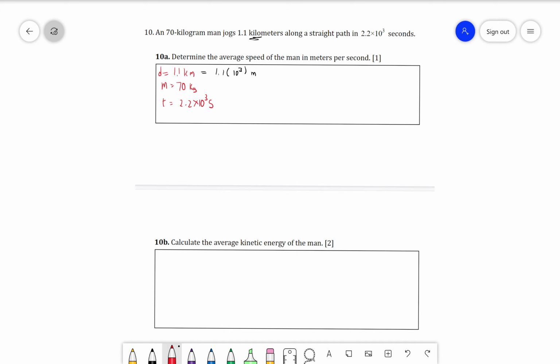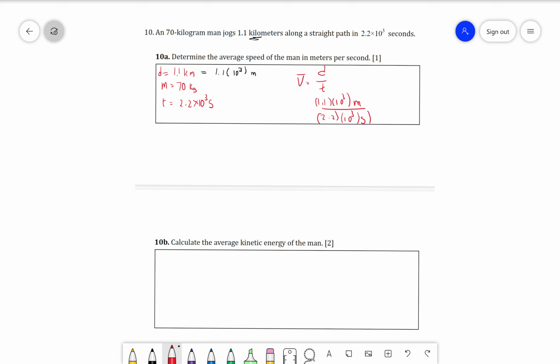But we know that now the distance traveled is 1.1 times 10 to the third meters. We know the mass is 70 kilograms. We know the time is 2.2 times 10 to the third seconds. Well, we want to find the average speed. We already had a question like this, actually. Average velocity equals distance over time. So we have distance 1.1 times 10 to the third meters over 2.2 times 10 to the third seconds.